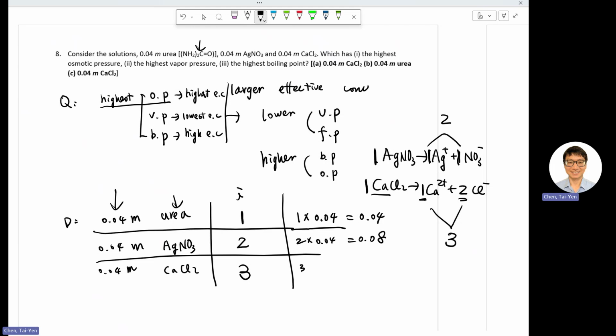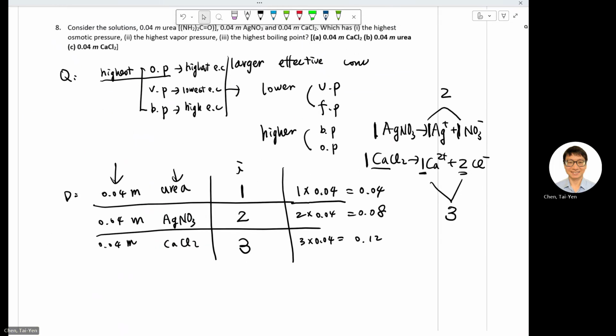Therefore, the effective concentration will be 0.12. Okay, so those are the effective concentrations of all the listed 3 solutions. Then you want to use this information and go back to this.